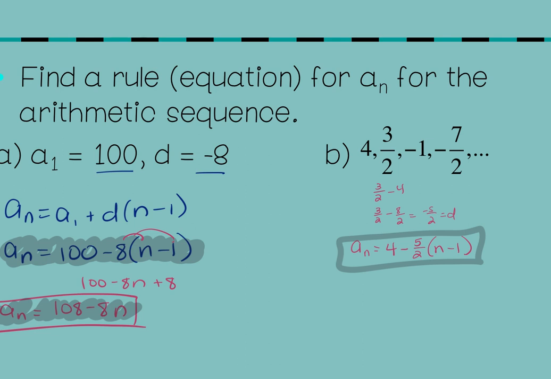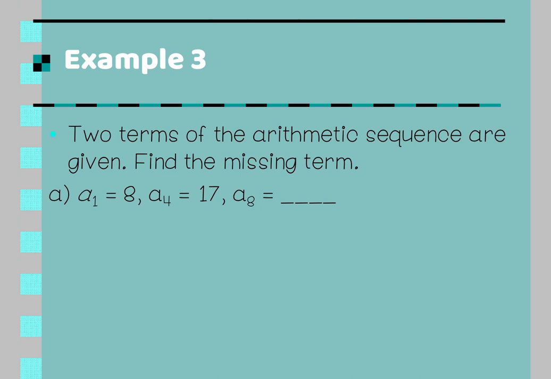Question so far? All right, example 3 says 2 terms of the arithmetic sequence are given. Find the missing term. So there's a couple different ways to do this. One is to manually try to find the difference. The second is to set up an equation in which you can skip terms, okay?